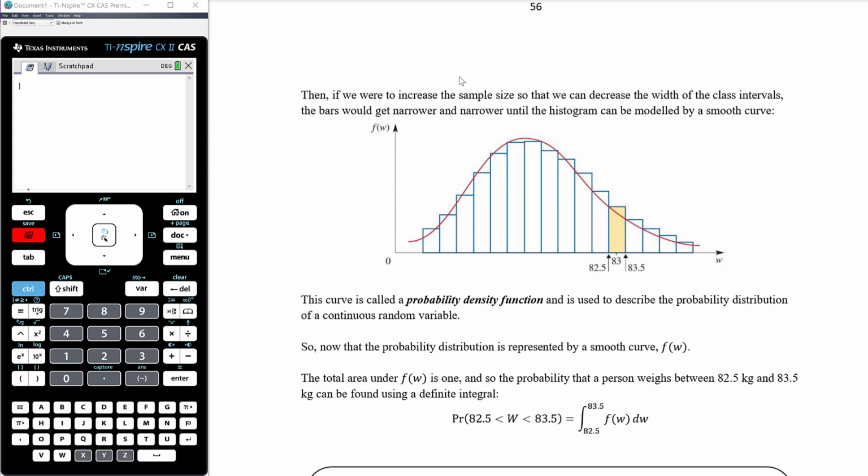And ultimately, the bars get narrower and narrower until the histogram can be modelled by a smooth curve. So this red curve here is being used to model this histogram, and that curve is called a probability density function. It's used to describe the probability distribution of a continuous random variable.